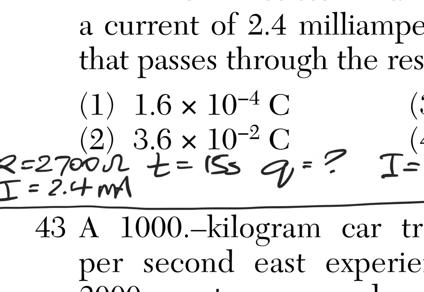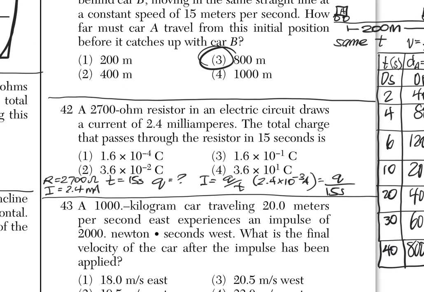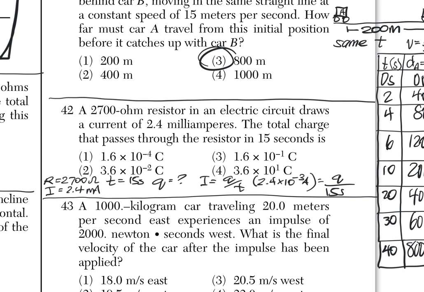Notice that it says milliamps. So it's not just amps. And so milli, if we look at page 1 of the reference tables, milli is 10 to the negative 3. So that's 2.4 times 10 to the negative 3 amperes. Be careful there. And if we solve for Q here, we get I times T, 2.4 times 10 to the negative 3 times 15. We get 0.036 coulombs. So Q is 0.036 coulombs, which is choice 2 right over here.